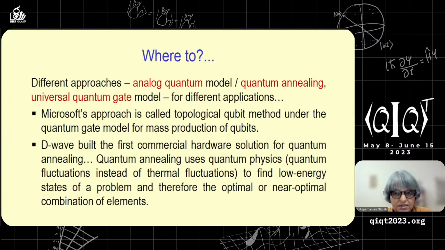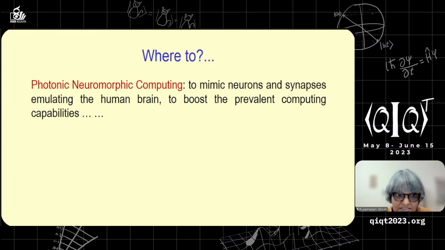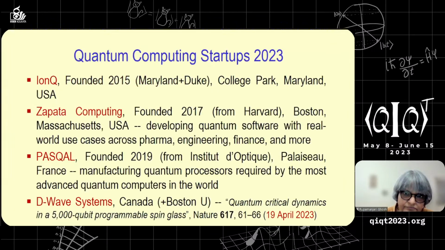So I think there's a lot of activity happening right now as I speak, and something that's not explored very well, but it's something that I'm putting as an aside. I'll not discuss this. Photonic neuromorphic computing to mimic neurons and synapses, emulating the human brain to boost the prevalent computing capability. Some people are active in this as well.